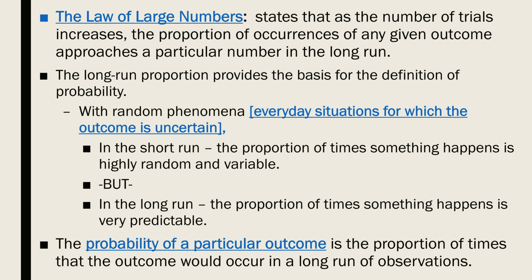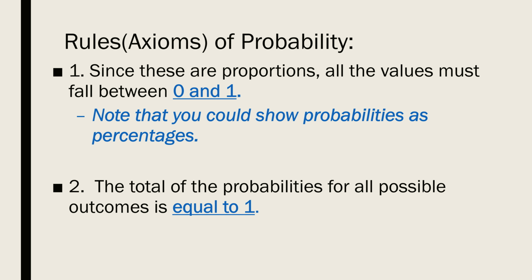A random phenomenon is an everyday situation for which the outcome is uncertain. In the short run, the proportion of times something happens is highly random and variable. But in the long run, the proportion of times something happens is very predictable. The probability of a particular outcome is the proportion of times that the outcome would occur in a long run of observations. Rules of probability, or we can say axioms of probability.